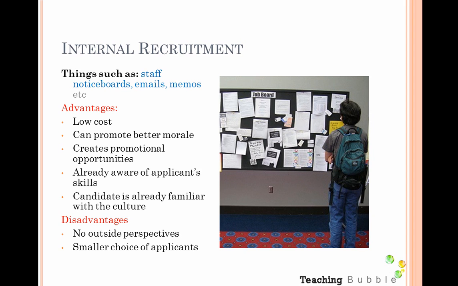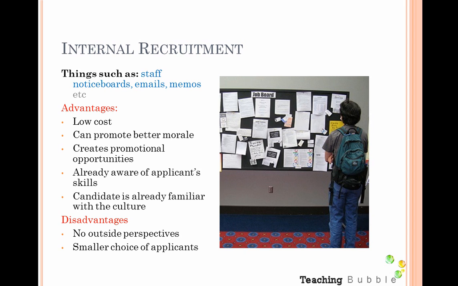Internal recruitment can be things like putting a notice on the staff notice board, sending emails, any kind of memos, anything that's your internal communication. It's asking people within the organisation whether they want to apply for the job. Essentially, that's what it is. Now, the benefit of that is it's low cost, so you're not putting big advertisements out into newspapers. It can promote better morale because of the third point there, where it creates promotional opportunities.